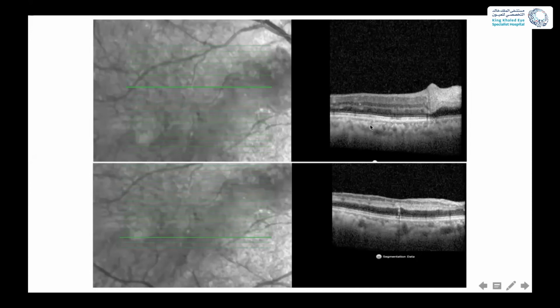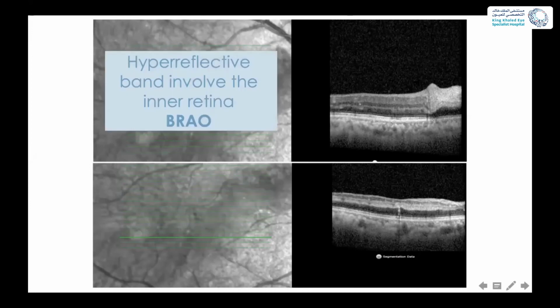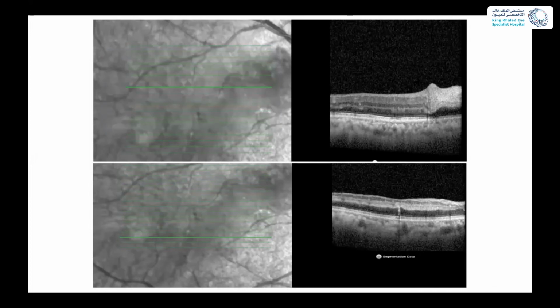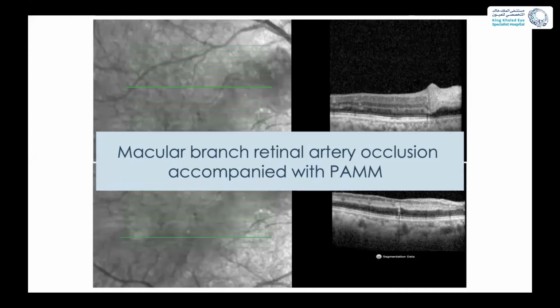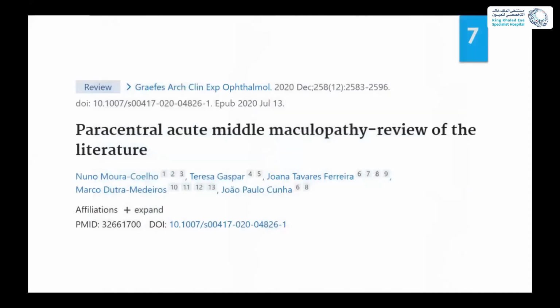So in the upper photo, this hyperreflective band that involves the inner retina represents the branch retinal artery occlusion. But here in the lower photo, this hyperreflective band at the level of the inner nuclear layer represents what we call paracentral acute middle maculopathy, which is a descriptive term that we will discuss in the next slides. So this patient has a macular branch retinal artery occlusion combined with paracentral acute middle maculopathy. Now we will talk about this paracentral acute middle maculopathy.